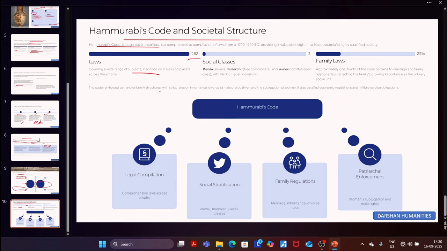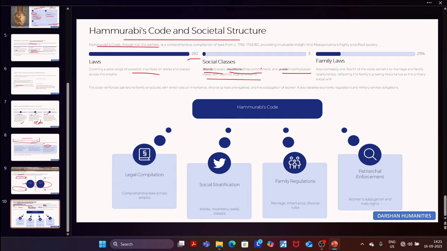The code recognized three main classes: Wardu, slaves; Mushkenu, free commoners, but there were still restrictions; Awilu, nobility, upper class, with distinct legal provisions. We'll read about this in India, in the Vedic period also. So, Wardu, slaves, mostly prisoners of war or those unable to repay debt, were treated as property with distinctive marks. They could be shaven or branded. Helping a slave escape was also punishable by death.